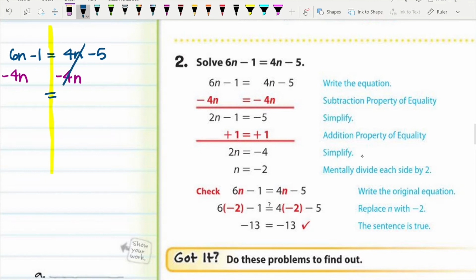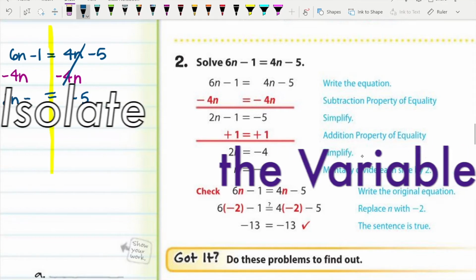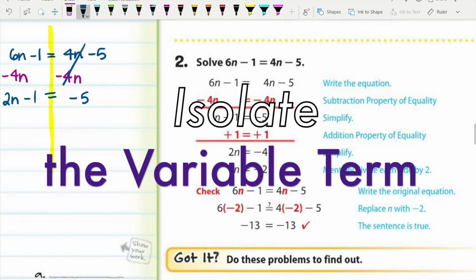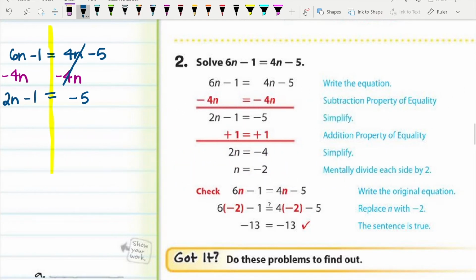On the right-hand side, 4n take away 4n is 0. You are left with negative 5. On the left side, you have 6n minus 4n, and we all know that 6 minus 4 is 2. So we'll say 2n, and you still have that negative 1. So this is actually going to require two steps because you do need to isolate the variable term before you can solve for the variable itself. So we now need to add 1 to both sides in order to get the variable term of 2n by itself. Negative 1 plus 1 also becomes 0.